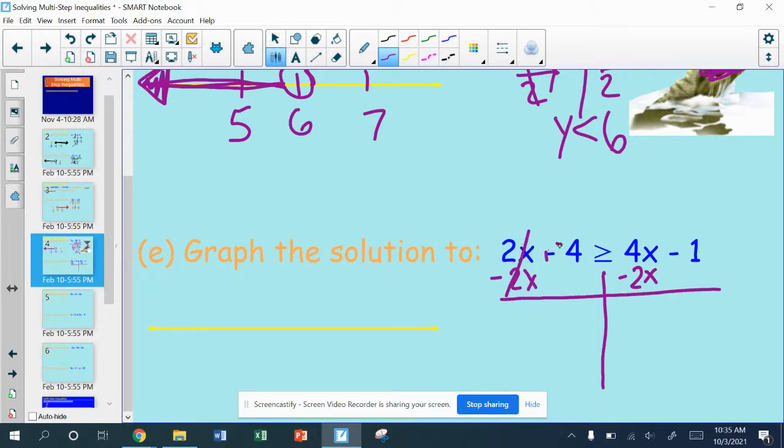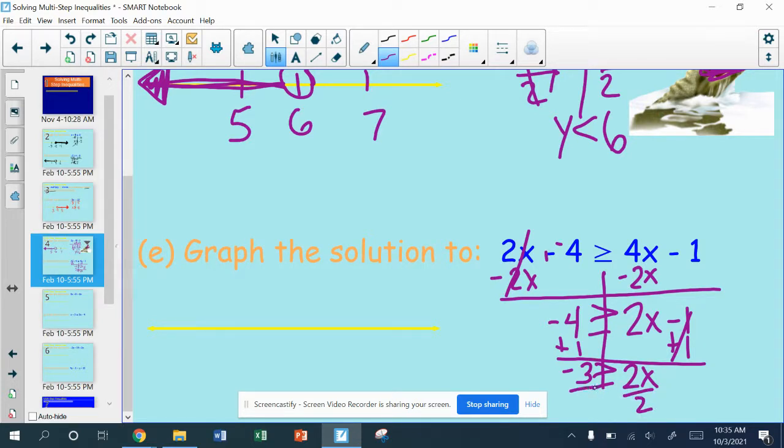But don't forget, this is really a negative 4 is greater than or equal to 2x minus 1. So we're going to add 1. And I get that negative 3 is greater than or equal to 2x. And unfortunately, I can't extend my screen right here, so I'm going to have to just squeeze this in. So what I have right now is that negative 3 over 2, or negative 1.5, is greater than or equal to x. I told you I don't want the x to be on the right. I need the x to be first.